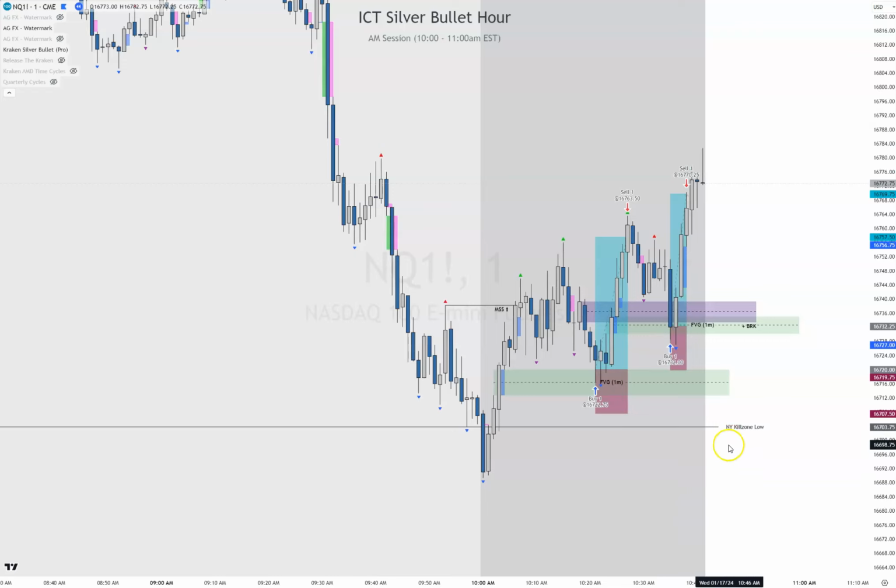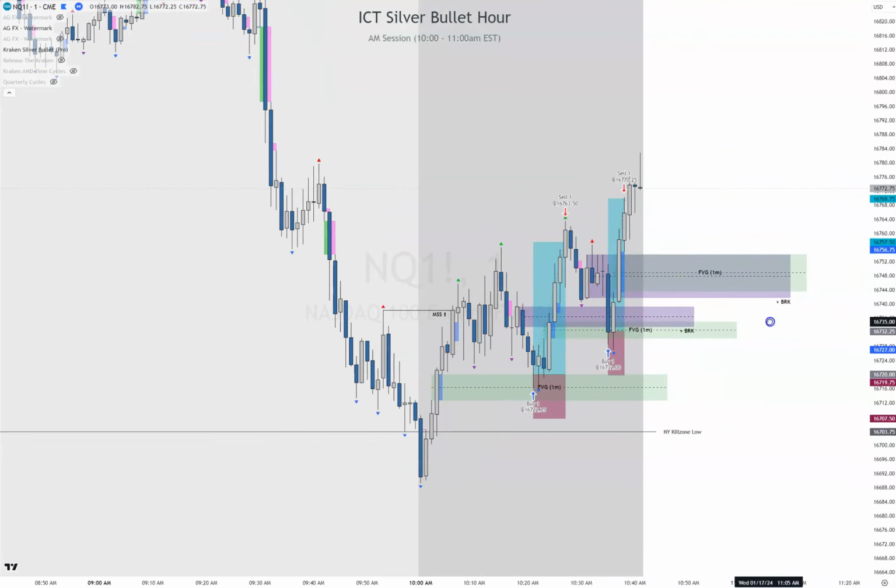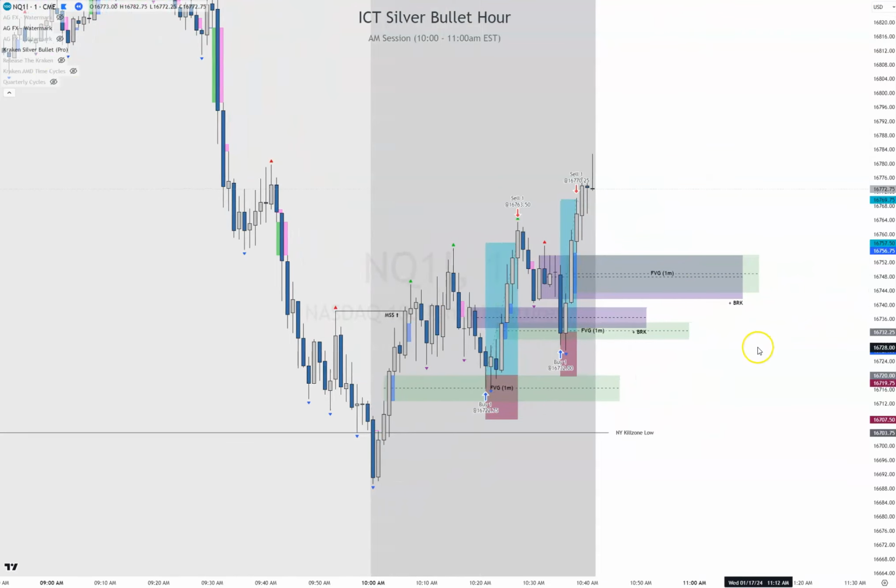Okay. So now let's reevaluate here. We have this breaker here. We have now same logic here. Another breaker right there, and a fair value gap right here. So overlapping PD arrays. Very strong to have overlapping PD arrays.